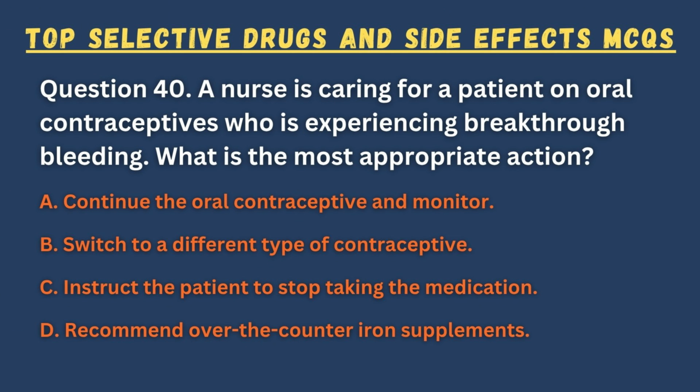Question 40. A nurse is caring for a patient on oral contraceptives who is experiencing breakthrough bleeding. What is the most appropriate action? A. Continue the oral contraceptive and monitor. B. Switch to a different type of contraceptive. C. Instruct the patient to stop taking the medication. D. Recommend over-the-counter iron supplements.